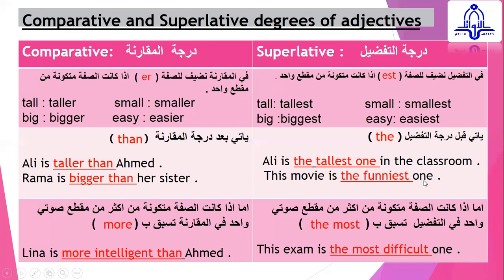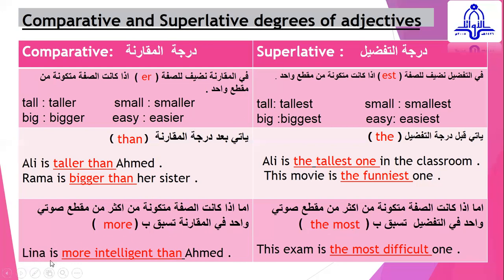The funniest one. إذا نلاحظ إنه في درجات المقارنة إذا كانت الصفة متكونة من مقطع واحد نضيف للصفة ER ودائما تأتي مع كلمة than. أما في السوبرلاتيف في التفضيل تضاف إلى نهاية الصفة EST إذا كانت متكونة من مقطع واحد وتسبق دائما بكلمة the. أما إذا كانت الصفة متكونة من أكثر من مقطع صوتي واحد في المقارنة سوف تسبق ب more. أما في التفضيل سوف تسبق ب the most.